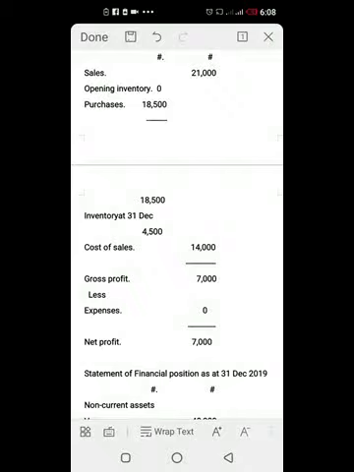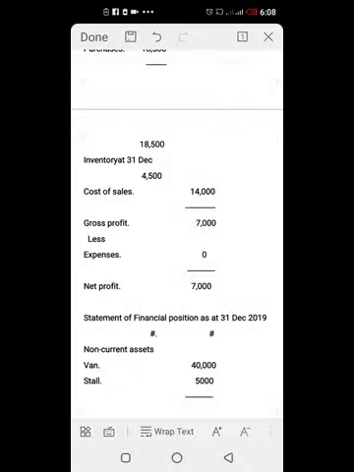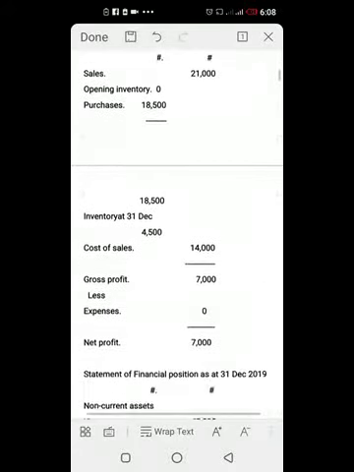But if there were expenses and the expenses were more than the gross profit, we would have a net loss. Let me come back again. If the gross profit is 7,000 naira and then we have expenses, and the expenses are 15,000 naira, that means we'll be having a net loss of 8,000 naira. I believe that is understandable. It's very easy to find our statement of profit and loss account.